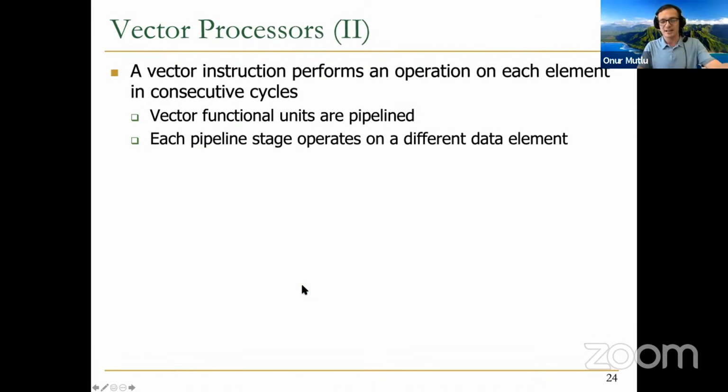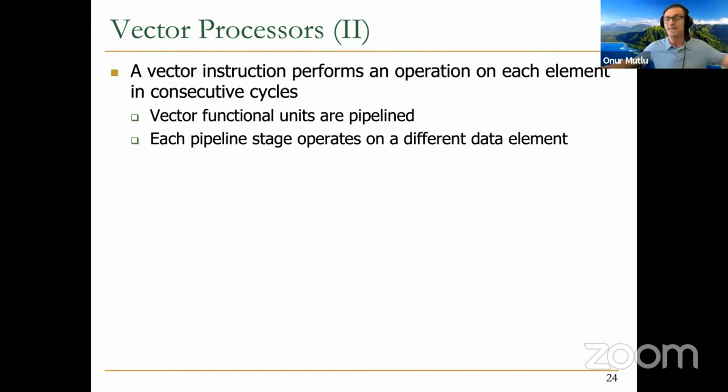Okay, but let's talk about vector processors a little bit more before we go into more detail. So a vector instruction performs an operation on each element in consecutive cycles. Vector functional units are actually pipelined. Each pipeline stage operates on a different data element. Because each data element is completely independent of each other, each operation is completely independent, you can pipeline these vector functional units deeply.